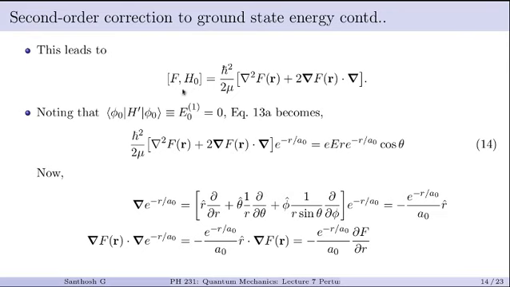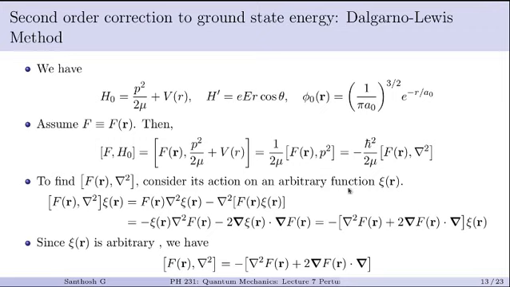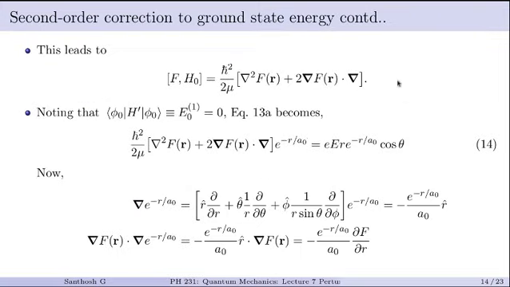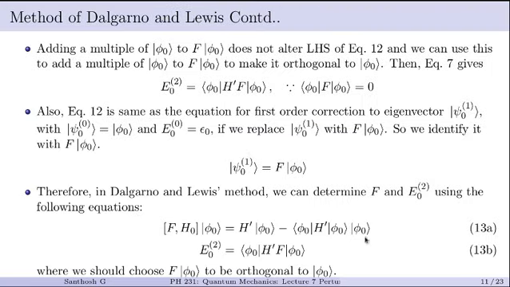Then the commutator of f with h0 will become this term, because in the commutator of f with h0 we have an additional factor minus h bar square by 2 mu multiplying the commutator of f(r) with del square. So you multiply this with minus h bar square by 2 mu and you will end up with this equation. Then in the Dalgarno-Lewis equation, we have on the right hand side this particular term. This is in fact the first order correction to energy starting from the state phi 0, and we have already seen that this term is 0, and therefore on the right hand side you only have this term.